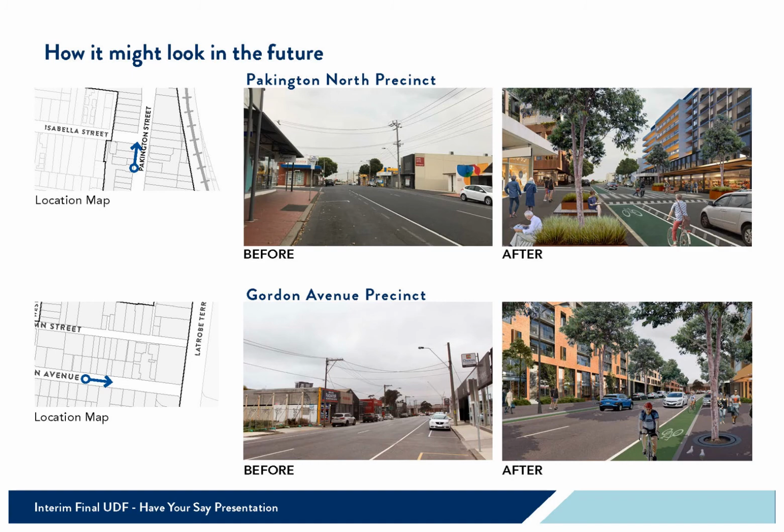The bottom image is looking east along Gordon Avenue toward the intersection with Latrobe Terrace and the existing Geelong train station car park, where a 6-story height limit is proposed. The visualization shows buildings of that scale that provide different residential opportunities and addresses further greening.